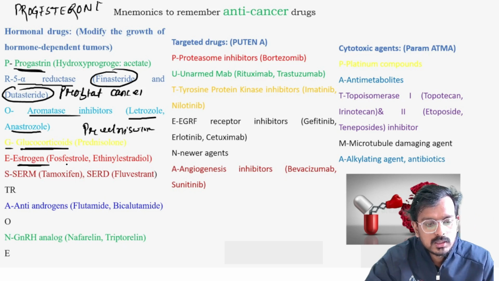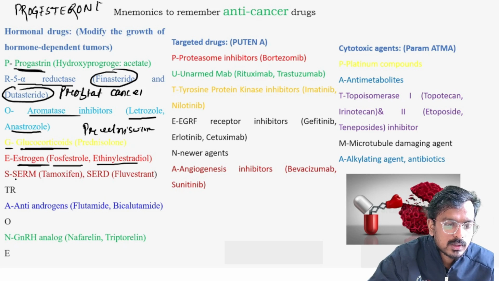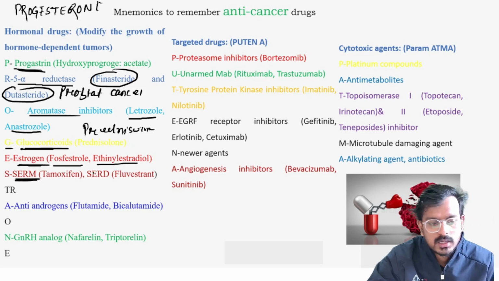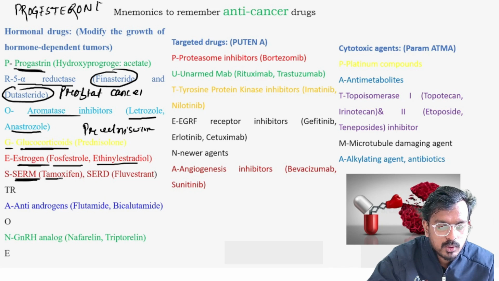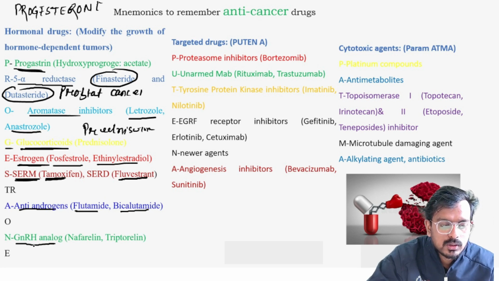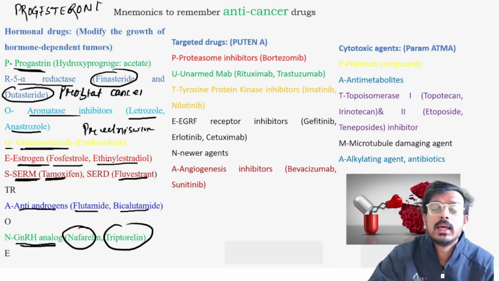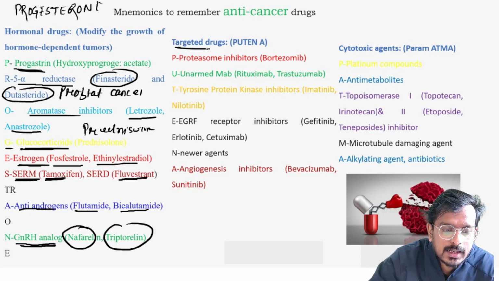What are the estrogens that are used? One is fosfestrol and ethinyl estradiol. Then A stands for SERM, selective estrogen receptor modulators, like tamoxifen, and selective estrogen receptor down regulator, fulvestrant. The next A stands for anti-androgen, like your flutamide and bicalutamide, and N stands for GnRH, gonadotropin releasing hormone analog, that is nafarelin and triptorelin. So these are the hormonal class of drugs used in cancer chemotherapy.